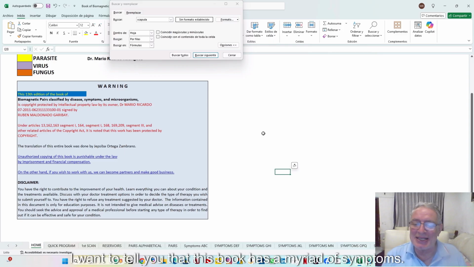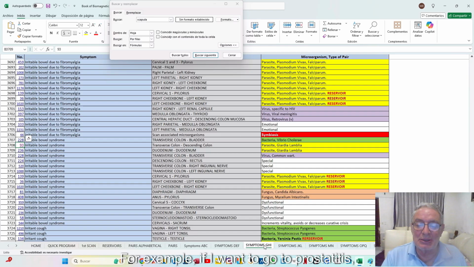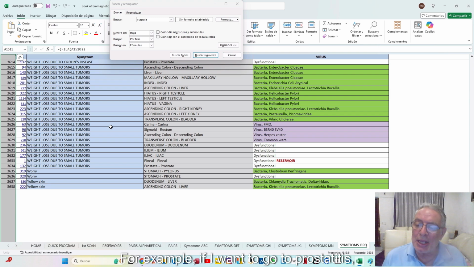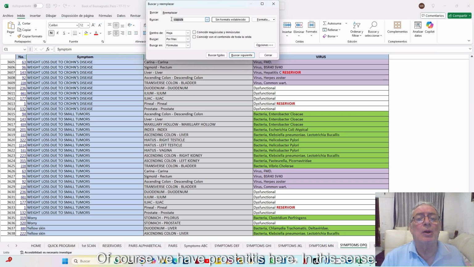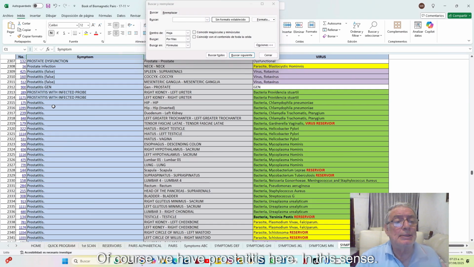Well, first of all, I want to tell you that this book has a myriad of symptoms. Quite a few symptoms. For example, if I want to go to prostatitis, it brings the most common diseases. Of course, we have prostatitis here. In this sense, is it divided into bacteria?